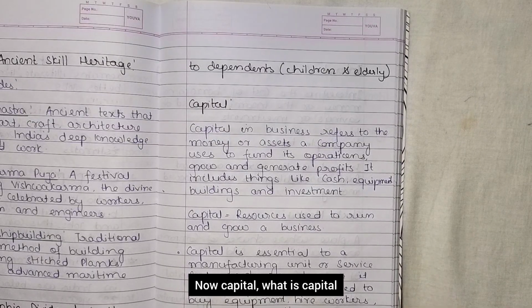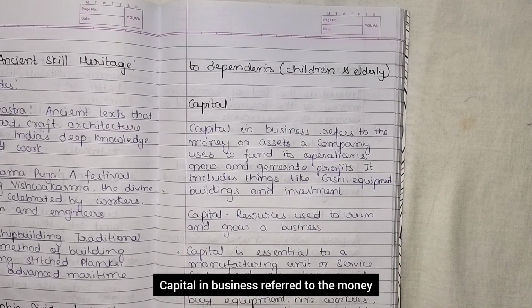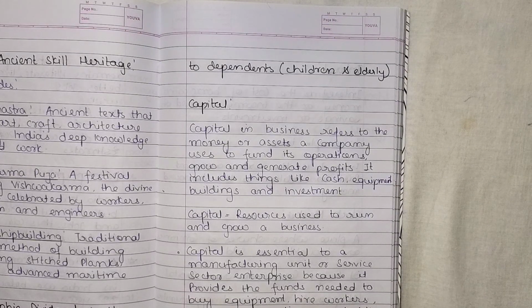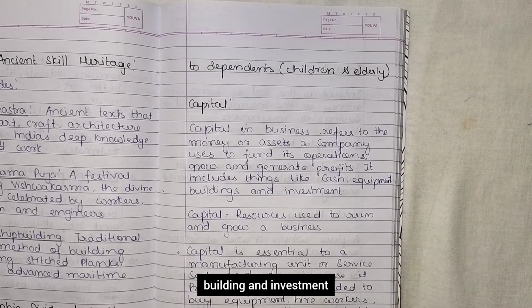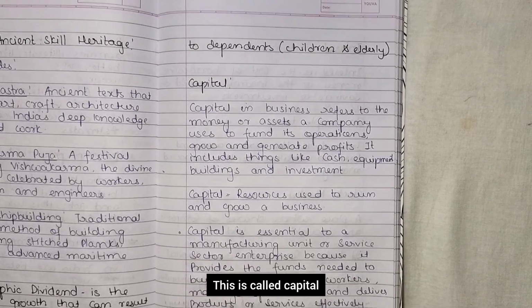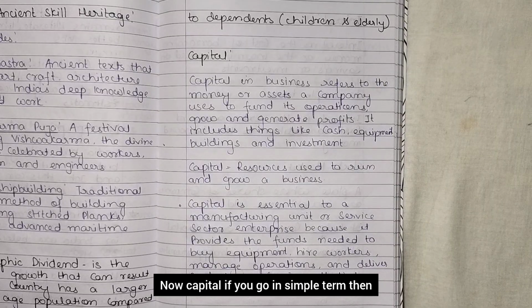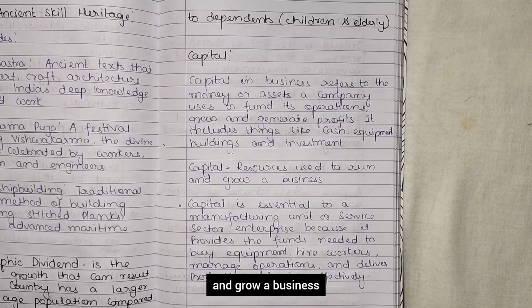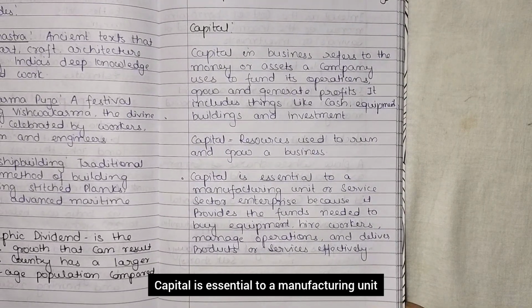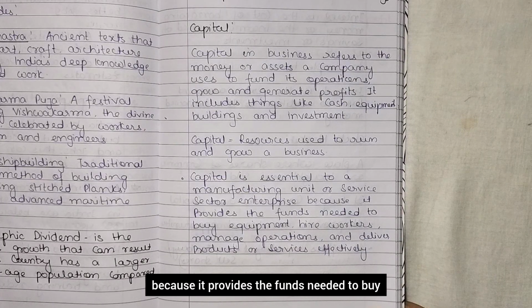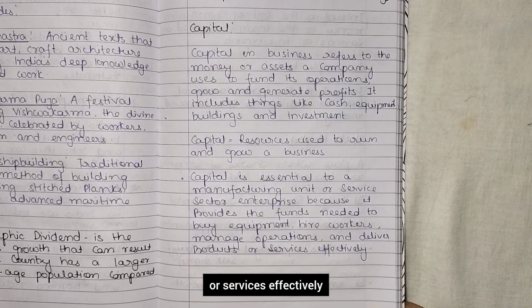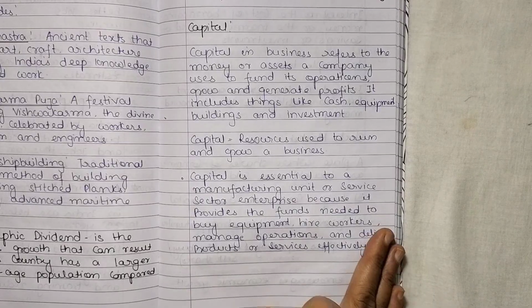Now capital. What is capital? Capital in business refers to the money or assets a company uses to fund its operations, grow and generate profit. It includes things like cash, equipment, buildings and investments. This is called capital. Now capital, in simple terms, is the resources used to run and grow a business. Capital is essential to a manufacturing unit or service sector enterprise because it provides the funds needed to buy equipment, hire workers, manage operations and deliver products or services effectively.